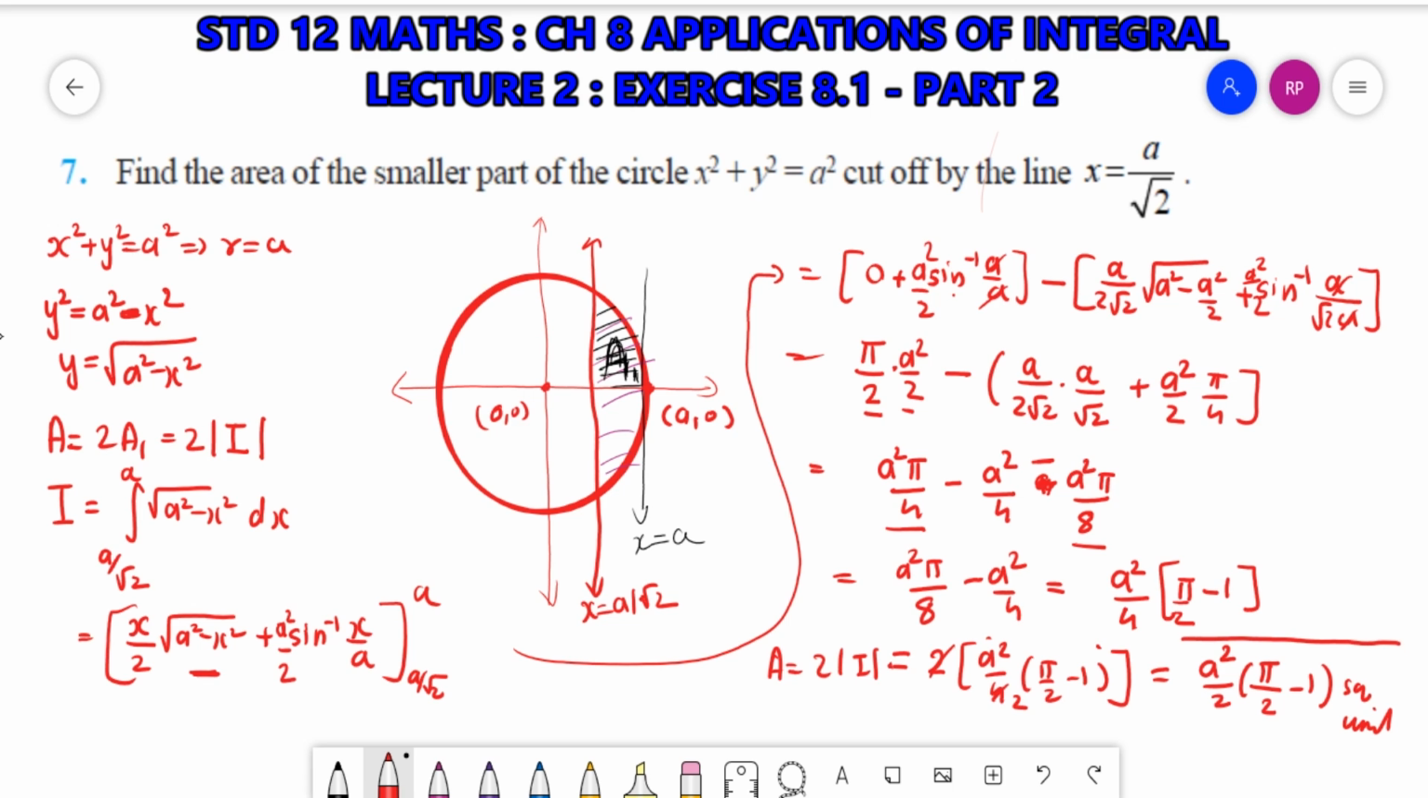This is our required area. Okay, so this was about question number 17. So just note it down.